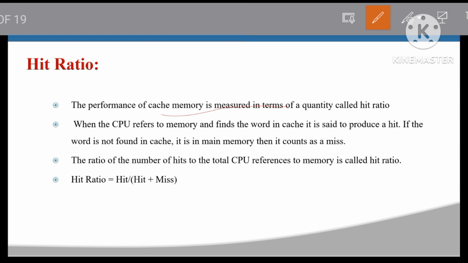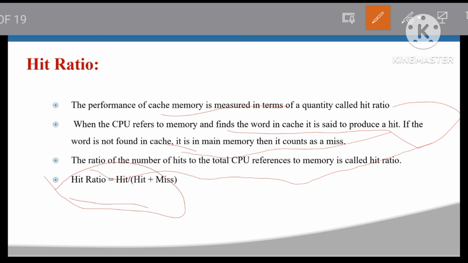Hit ratio just describes the cache memory's successfulness. When the CPU refers to memory and finds the word in cache, it is said to be a hit. If the word is found only in the main memory, it counts as a miss. The ratio of the number of hits to the total CPU references to memory is called the hit ratio. Hit ratio is equal to hit divided by hit plus miss. If you got a hit ratio of 0.9, it's good, meaning 90% of the data accesses are successful in the cache memory.